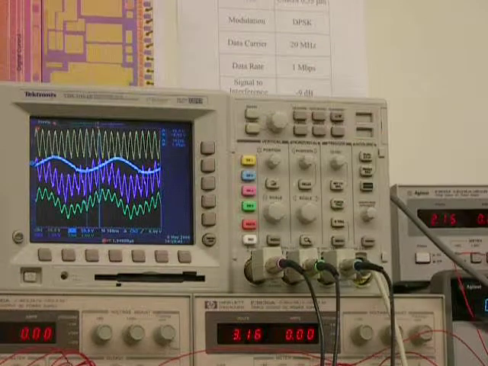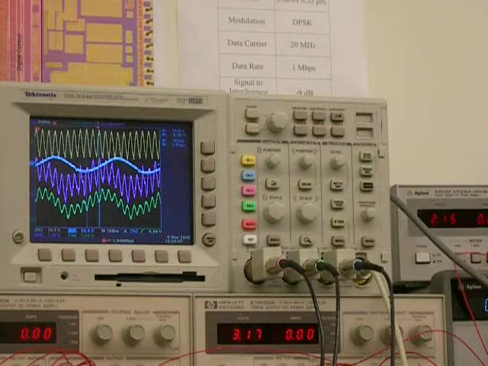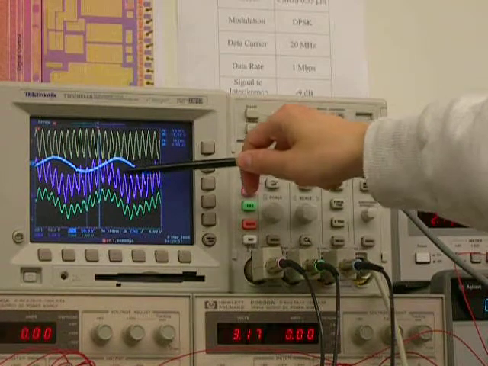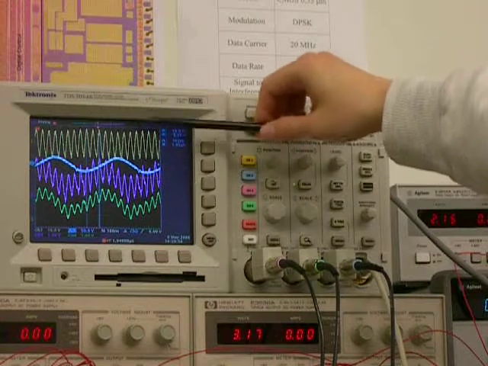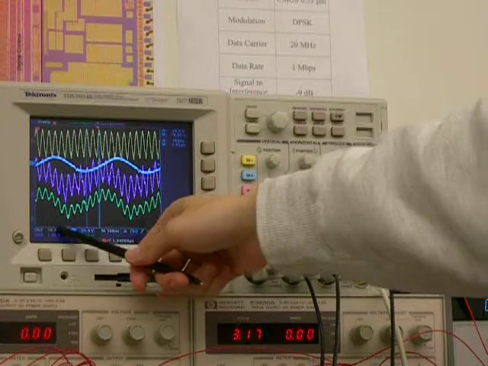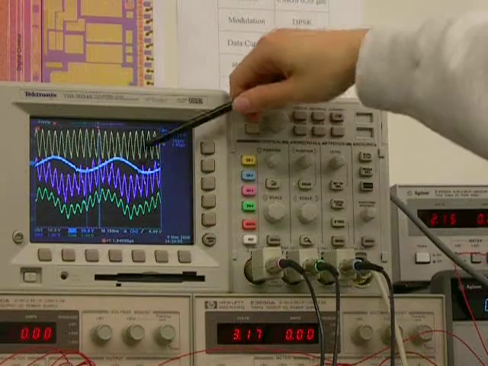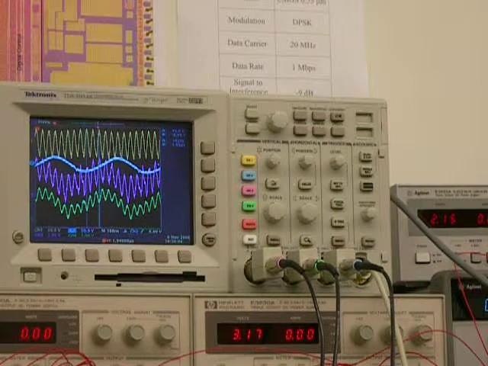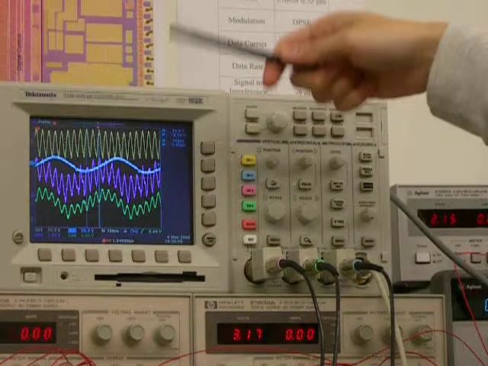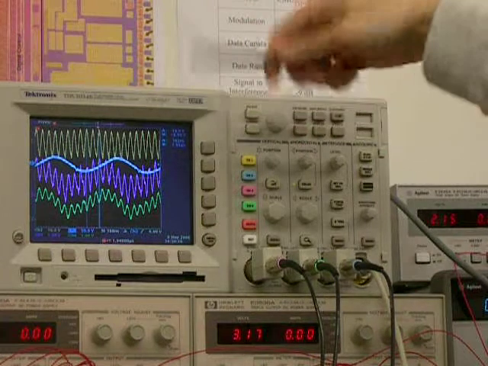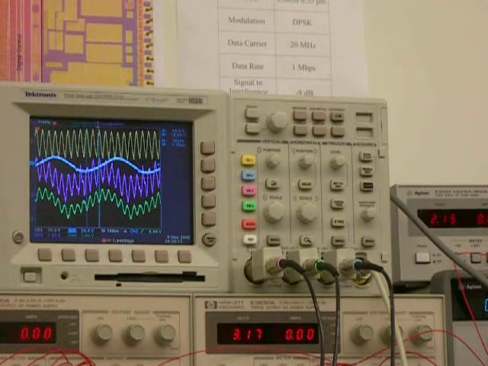The yellow trace on top here is the transmitted data signal. The blue trace here is the transmitted power signal. Now they're in different scales. For the yellow trace, it's 10 volts per division. For the blue trace, it's 50 volts per division. So you can see they are driven both by Class E amplifiers.